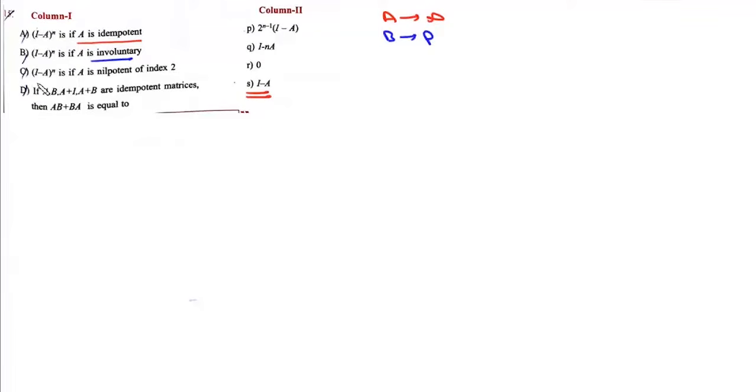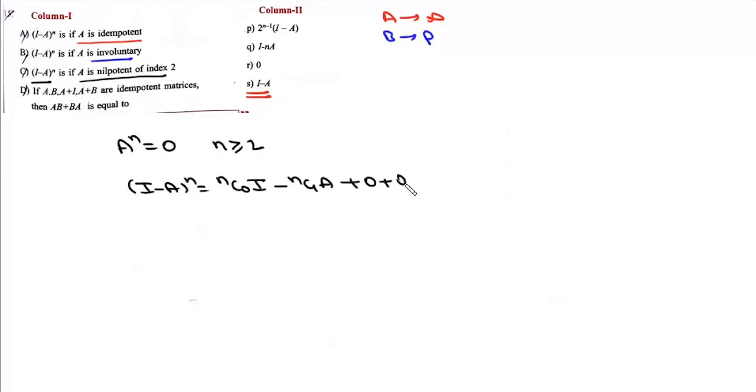Now the next one is I minus A to the power n if A is nilpotent of index 2. Now if A is nilpotent of index 2, that means A to the power n will be 0 for any n greater than or equal to 2. Now if we write I minus A to the power n, it will be nC0 into I minus nC1 into A, and all other expressions will be simply null matrices 0. Now this is I and then minus nA. So this C matches with Q.